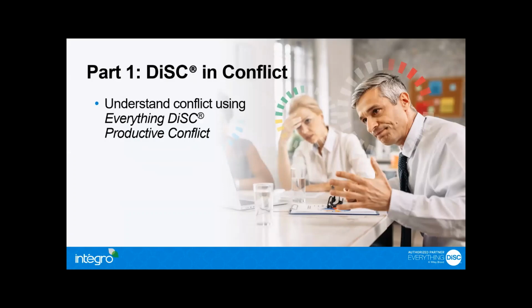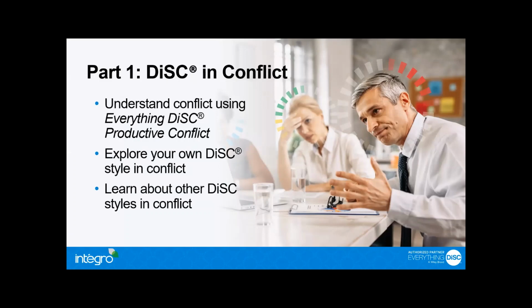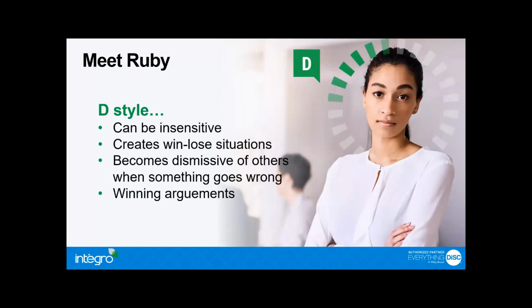Understand conflict using Everything DISC productive conflict profile, explore your own DISC style in conflict, and then learn about other DISC styles in conflict. Okay, so Ruby is a D style. Now, I've seen the Ruby Prescott profile for over 1.5 years now, since we first got it as our sample report. And we never had a picture of Ruby before, and I know they've just used a picture, but I didn't envisage, you know how you get a mental picture of someone by their name or their style or whatever? Ruby looks very different in this picture to what I would have expected, but that's by the by.